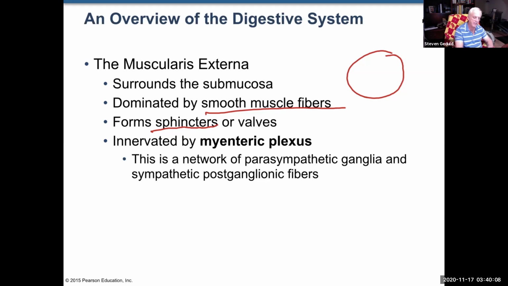It's innervated from the myenteric plexus. That's your parasympathetic ganglion and sympathetic ganglion. Those control the opening and closing of these sphincters or valves to allow you to digest or stop digestion. Again, the parasympathetic allows opening up and the food to flow in and digestion to occur. Sympathetic shuts those muscles down so all the energy can go to the rest of your body getting ready to fight or flee.